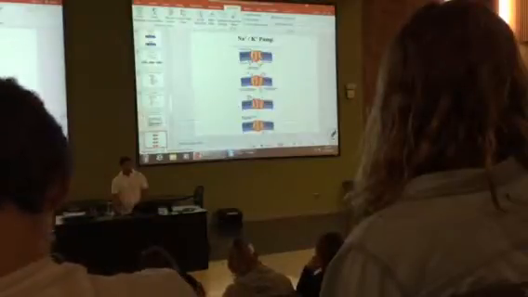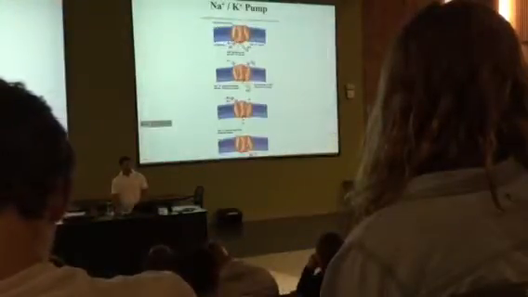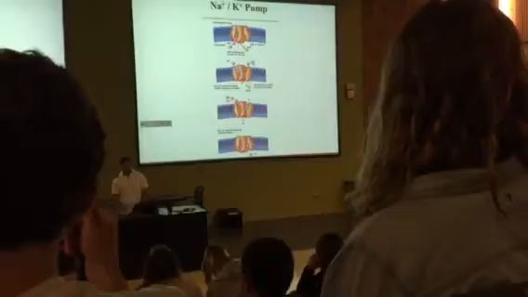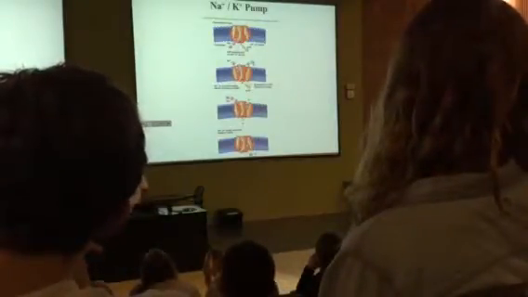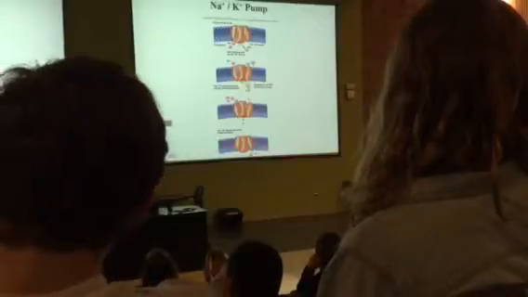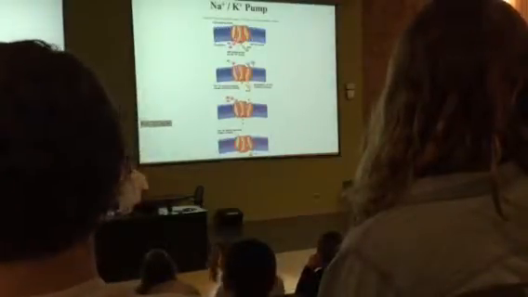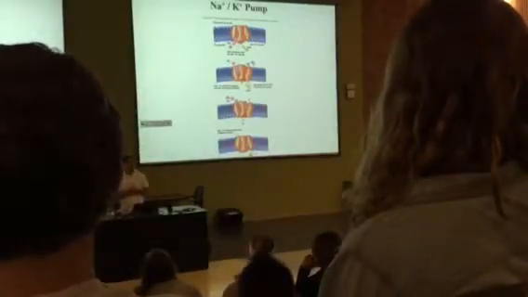So ATP is being used directly. Here's the pretty picture. These are the sodium ions leaving, these are the potassium ions coming in. This is the ATP being cleaved, and we get energy from it. And it allows this transporter to work properly. Okay?